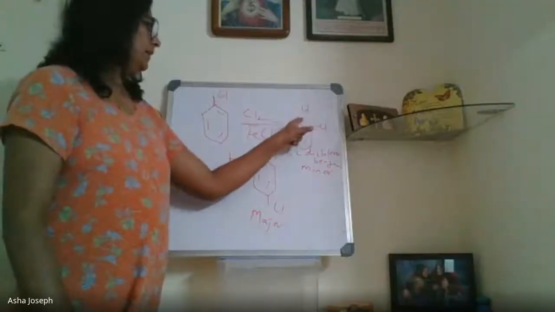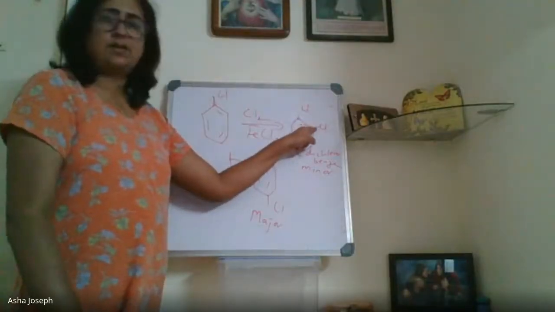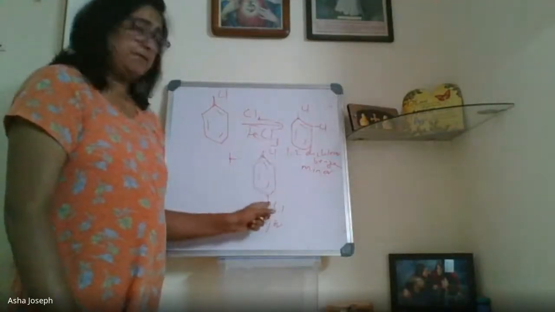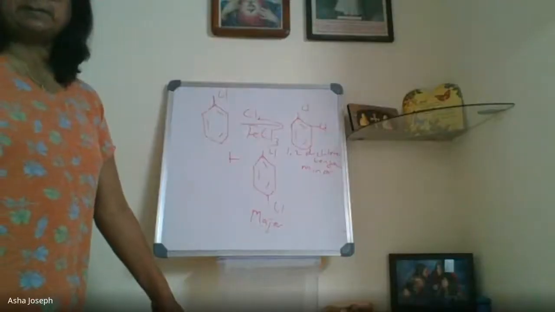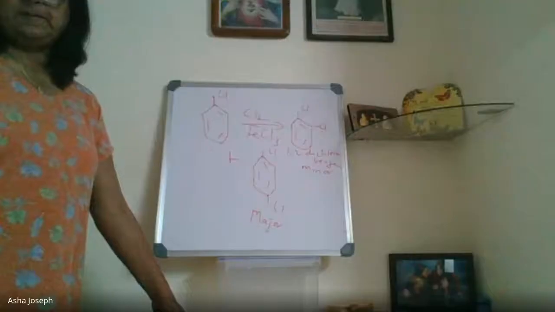Ma'am, can you explain once again why it is major and minor? I didn't get that properly. Because see here, the chlorine is near to this chlorine. This one is away from it. You can say some sort of steric effect. So this will be formed more. Got it. So para is the major product. Okay.